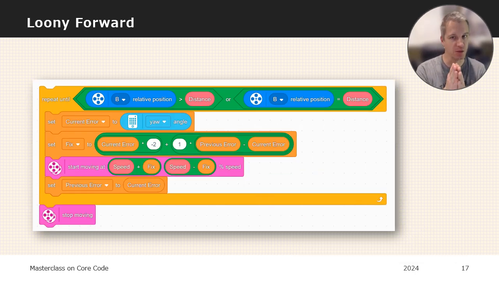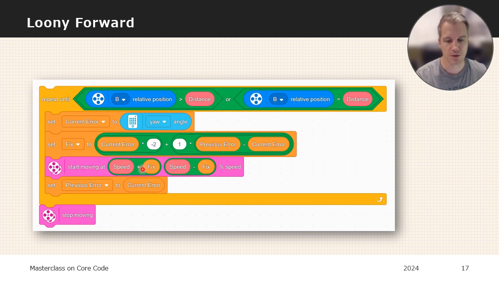Okay, now that we've got those variables, we can actually make our robot move forward on a straight path. So we add this code, the start moving code, and you also can see that we've added the previous error variable that we talked about, and then we can finally exit this repeat until loop and stop moving. But what does start moving do?